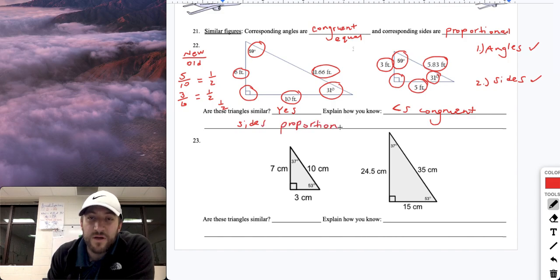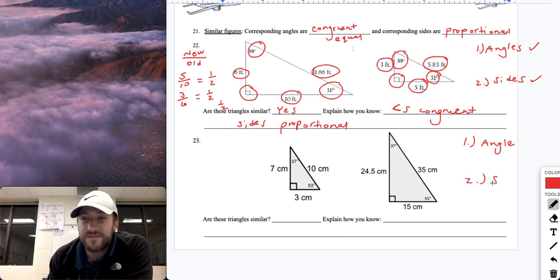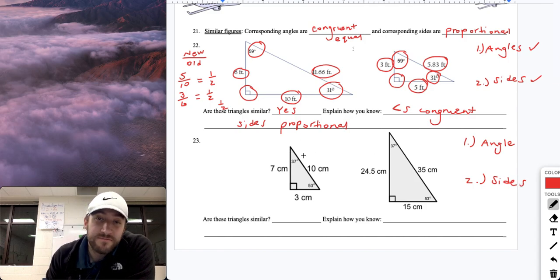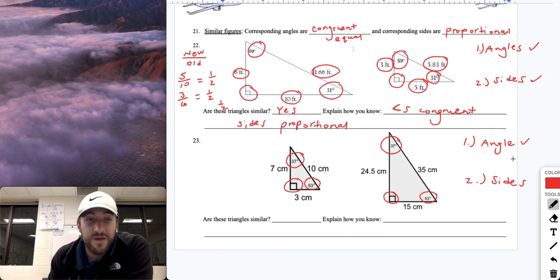Let's look at the next one. See if these are also similar figures. Test 1, it's got to pass the angle test. Test 2, it's got to pass the sides test. So let's look at the angles. Do I have congruent angles on corresponding angles? So I have a 37 degree. Let's look in the corresponding spot right here. 37, 37, great. 90, 90, great. 53 degrees, 53 degrees. All right, it passes the angle test. Has all the same angles. Excellent.